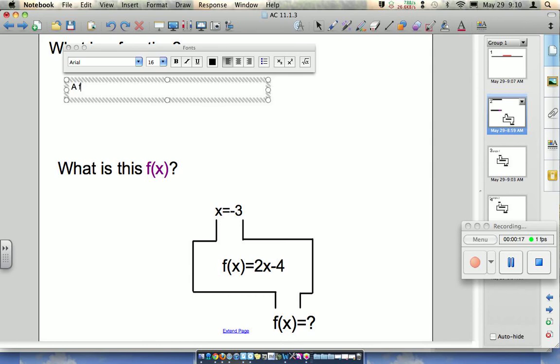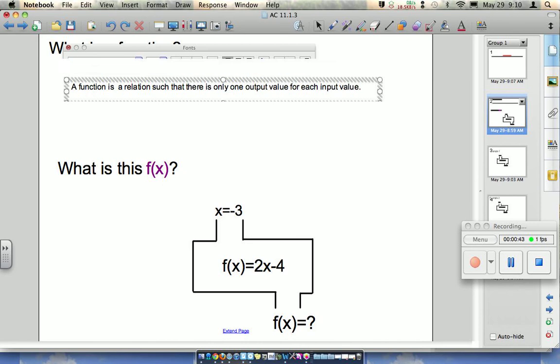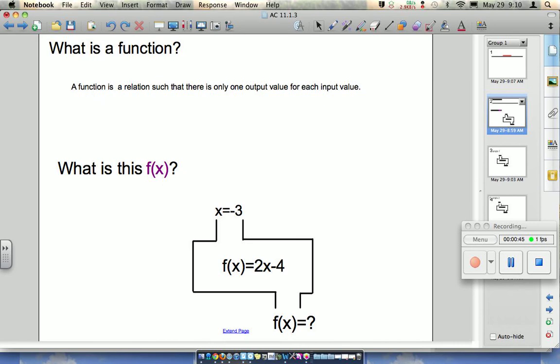A function is a relation such that there is only one output value for each input value. So when I plug a number in, there's only one answer that I can get. That's key. Okay, there's only one output that I can get.